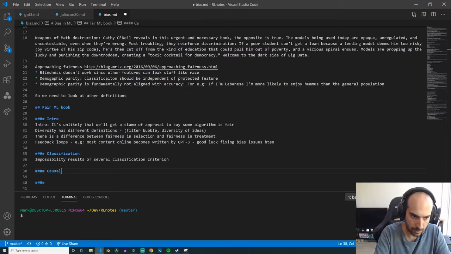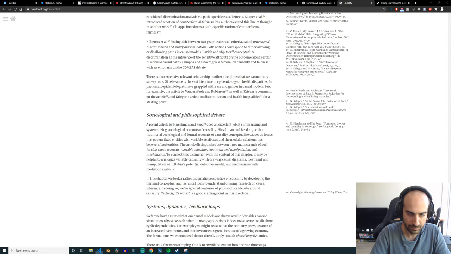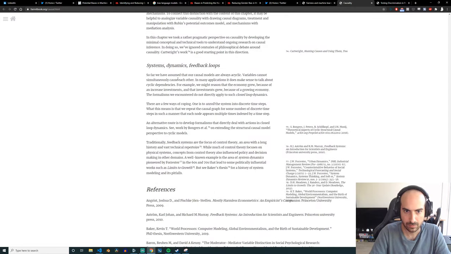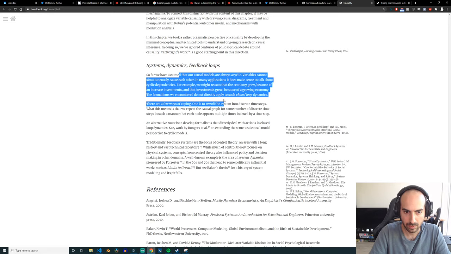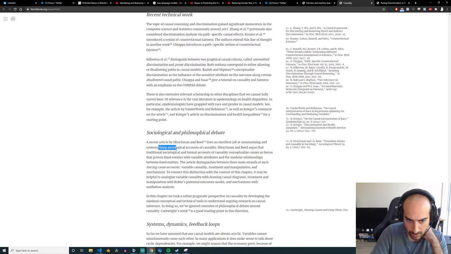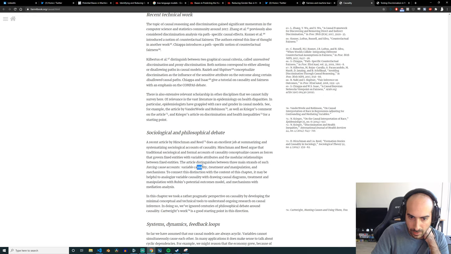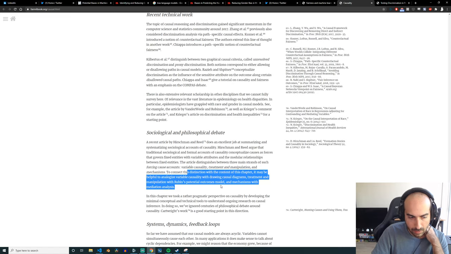Okay, this is causality and counterfactuals. Counterfactuals, easy to understand. The rest of causality, to me, not so much. Are always acyclic. The system of sociological accounts. Traditional sociological and formal accounts of causality conceptualize causes as forces that govern fixed entities, between three main strands of such forcing: variable causality, treatment manipulation, and mechanisms. Okay.